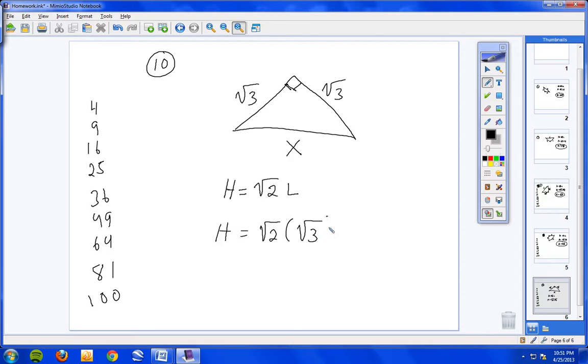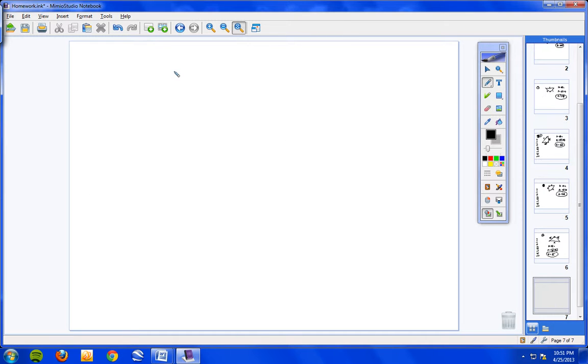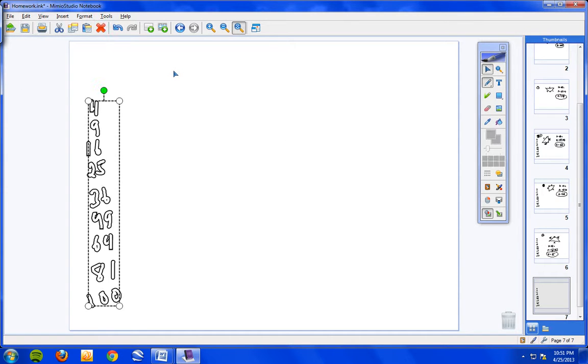And now we're going to multiply these two together. So the hypotenuse equals square root of 2 times square root of 3, which is square root of 6. None of your perfect square numbers over here divide into 6 evenly, so it cannot be simplified. Moving on to number 11.